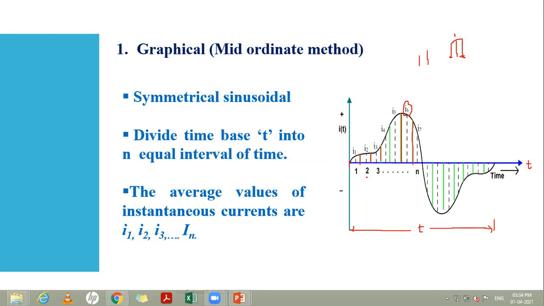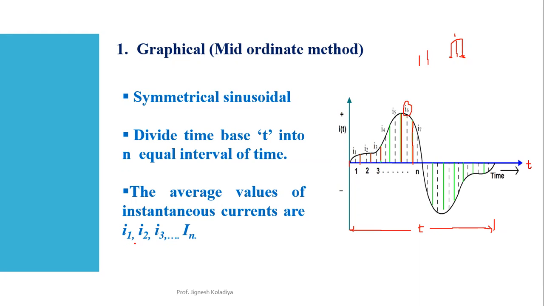So here I have n number of intervals. That means n number of average or mean values of current. The average values of instantaneous currents are I1, I2, I3 up to IN. So for the first interval it is I1, for the second interval it is I2, for the third it is I3, then I4, I5 up to IN.